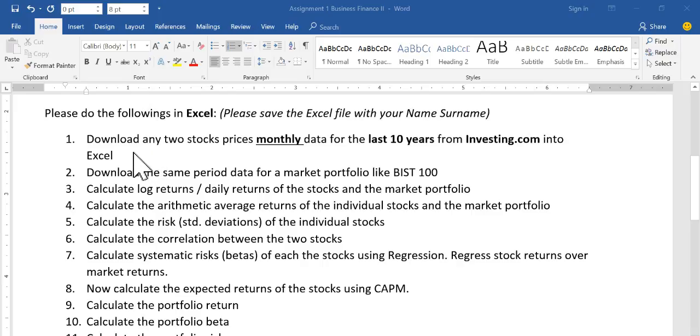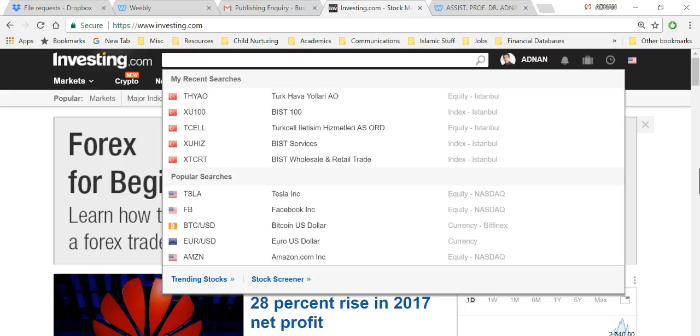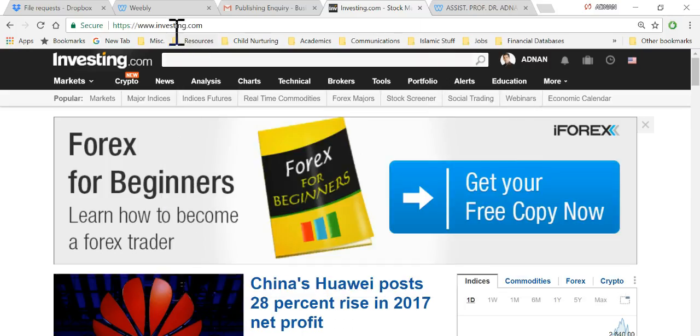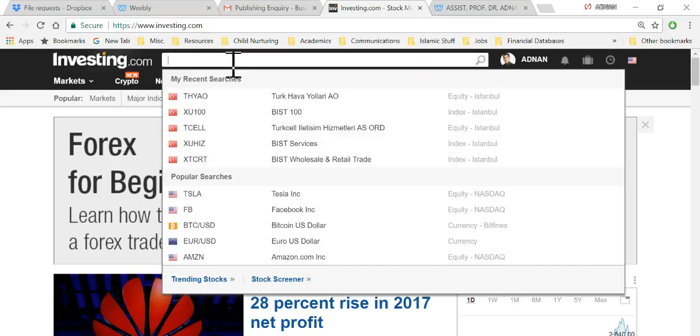So let's get started. The number one requirement is to download any two stock prices' monthly data for the last 10 years from investing.com into Excel. So let's do this step. I'm going to open this website. Investing.com is here.